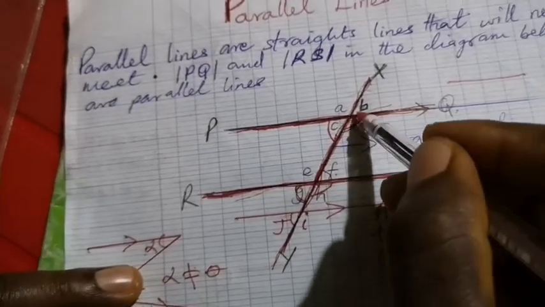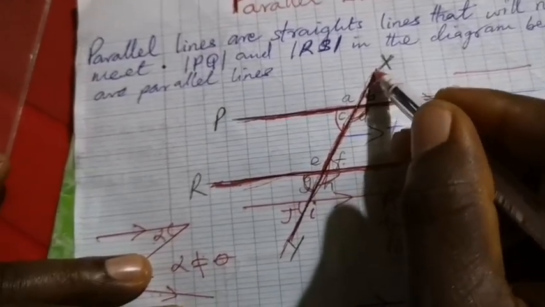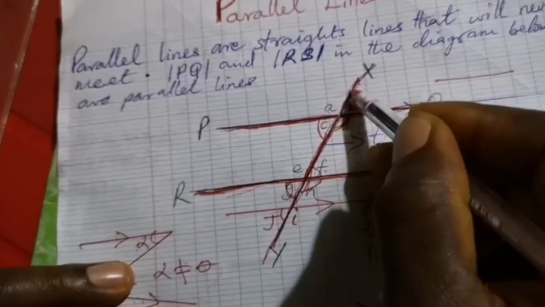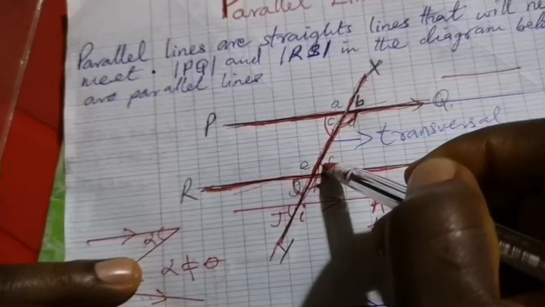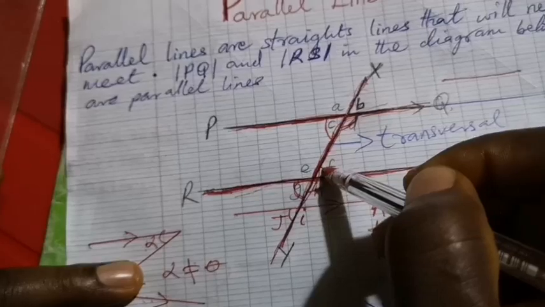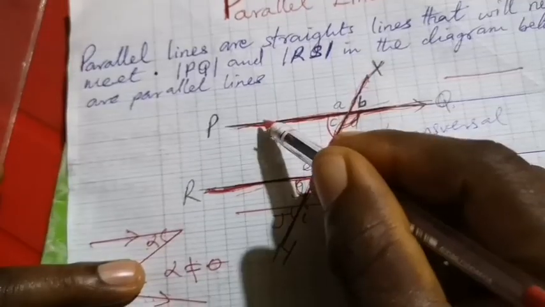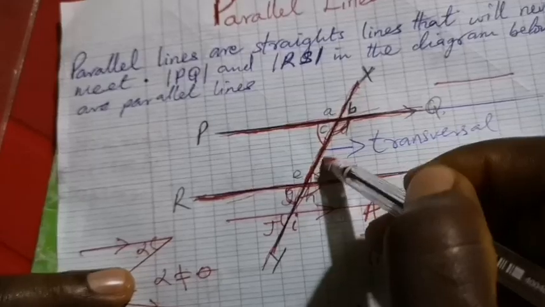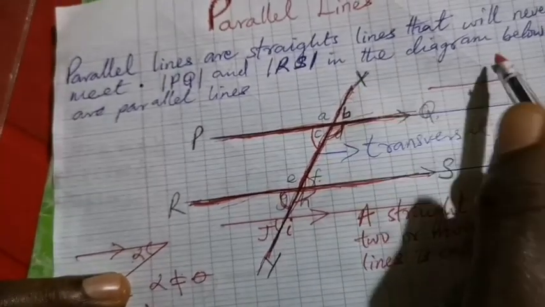Then we have this line, the one that starts from X to this place, but we will not allow this line to cross line PQ, or even if I allow it to cross, let's take it anyway. This line from X, look at it here.